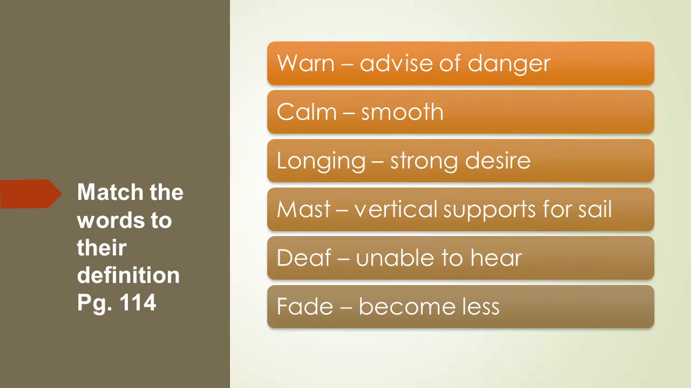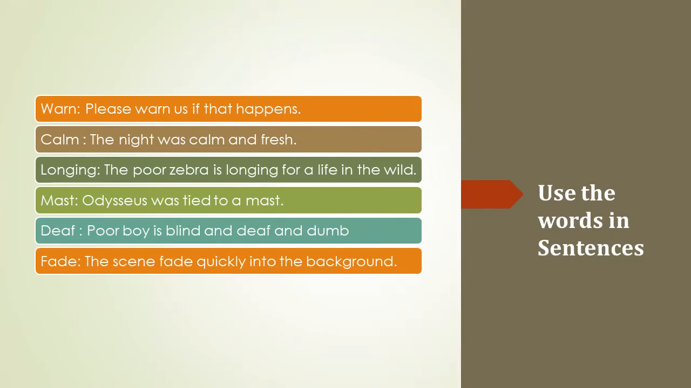Next is using the words in sentences. Warn: please warn us if that happens. Calm: the night was calm and fresh. Longing: the poor zebra is longing for life in the wild. Mast: Odysseus was tied to a mast. Deaf: the poor boy is blind and deaf. Fade: the scene faded quickly into the background. Use these words in sentences in such a way that their meanings are clear from the sentence.